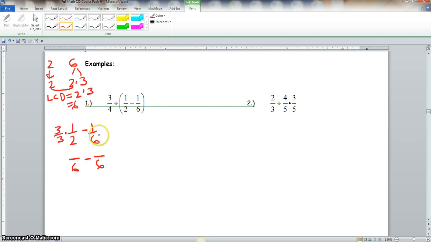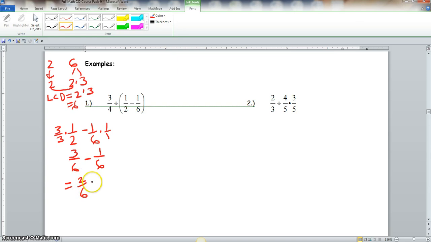Here, 6 divided by 6 is 1. So we multiply our numerator and denominator by 1. 3 times 1 is 3. And we know 3 times 2 is 6. 1 times 1 is 1. And 6 times 1 is 6. Now we subtract 3/6 minus 1/6, which will give us 2/6.